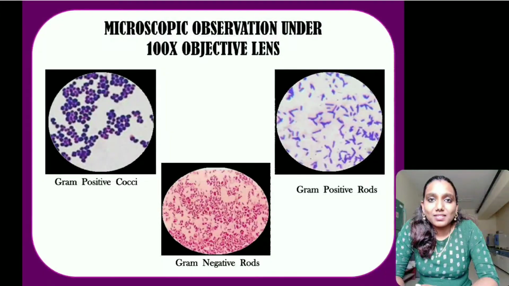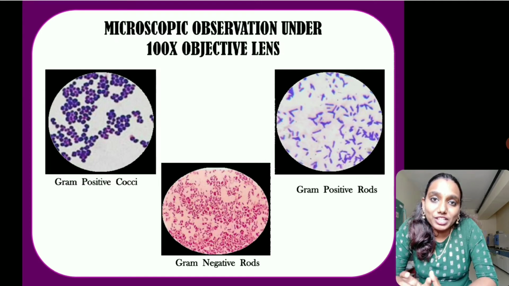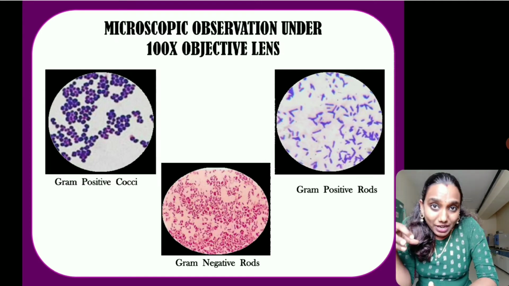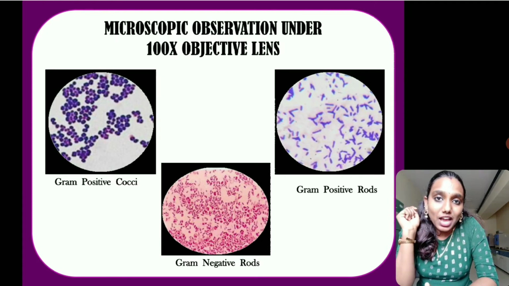Once the glass slide is completely dry, it is observed under the microscope. After focusing under the microscope, these are the observations that you can see. These images are being taken at a 100x objective lens. My bacterial smear was focused at 100x using a 100x objective lens, and these photos are being clicked.